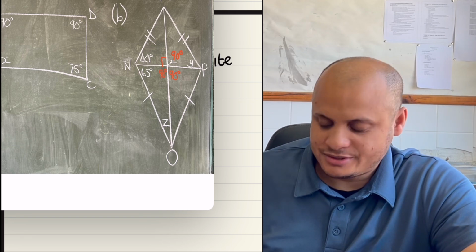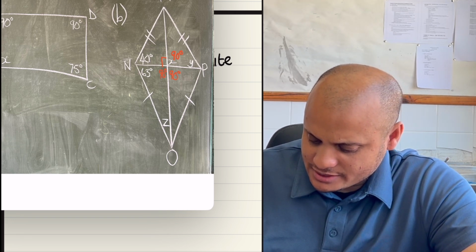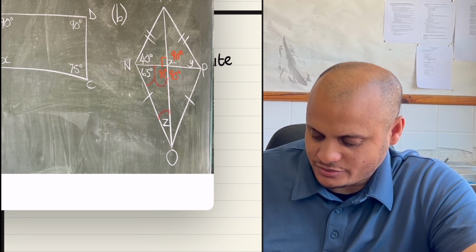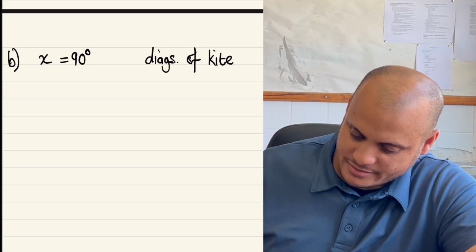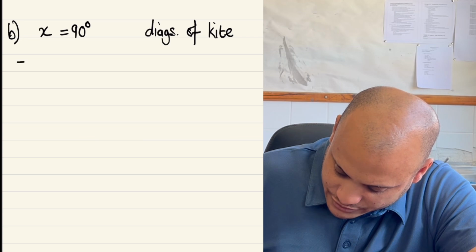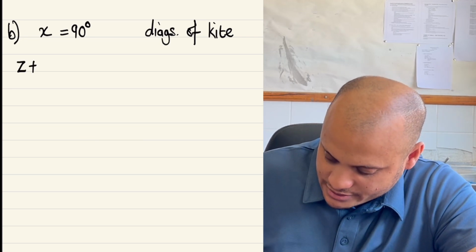I'm going to work out Z first then. So I can see that in this triangle here, 63 degrees plus 90 degrees plus angle Z must give me 180 degrees. So I'm going to make that statement. I'll start with Z, so we can see that we are busy trying to figure out Z here, so I'll start with Z.